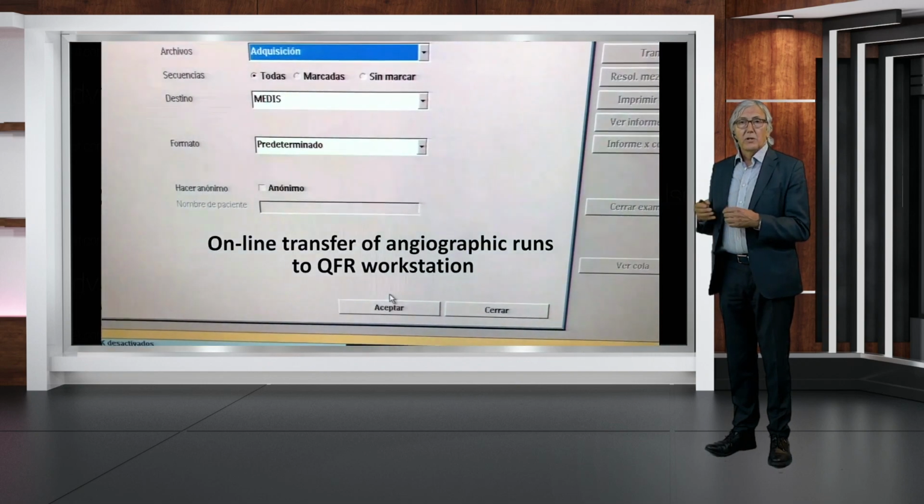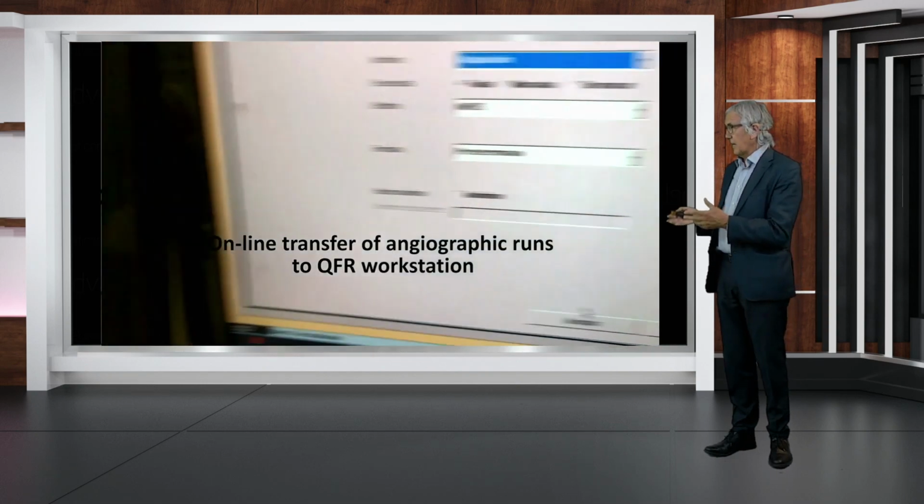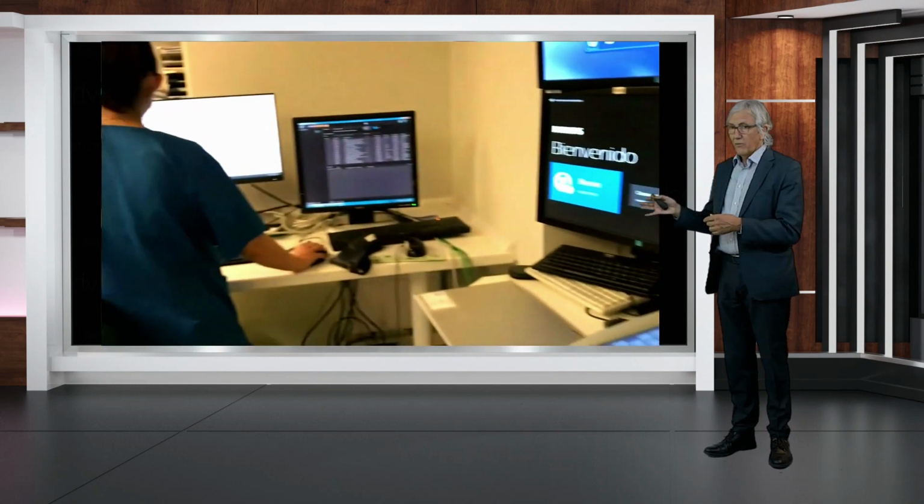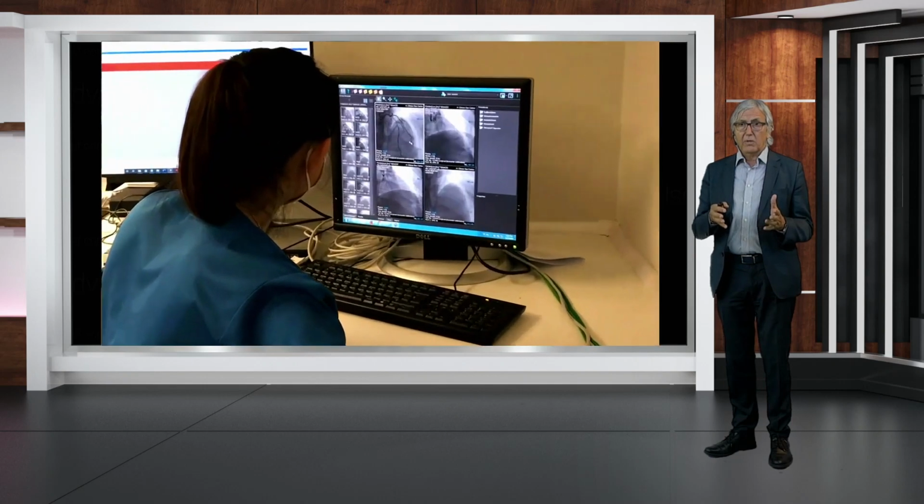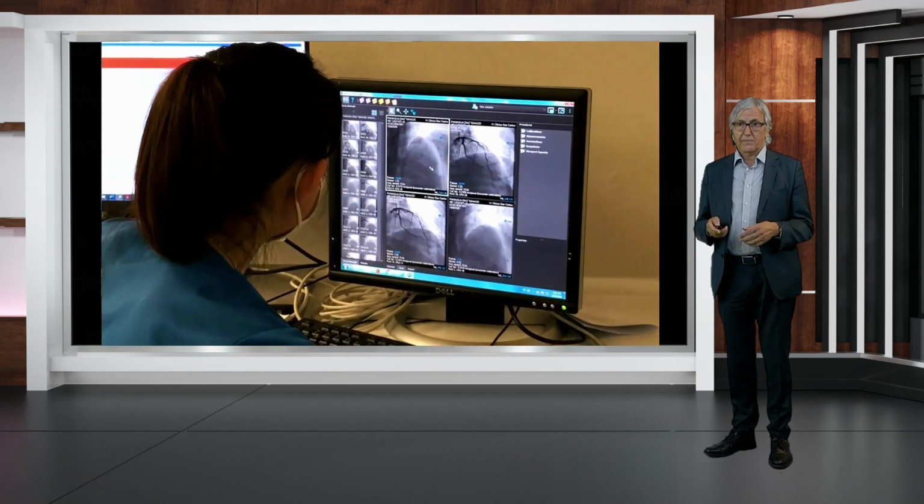Of note, these techniques can be applied in the cath lab in real time. Information can be transferred to workstations where decisions can be made in a matter of minutes.